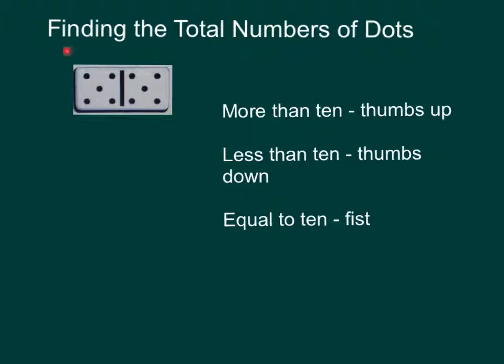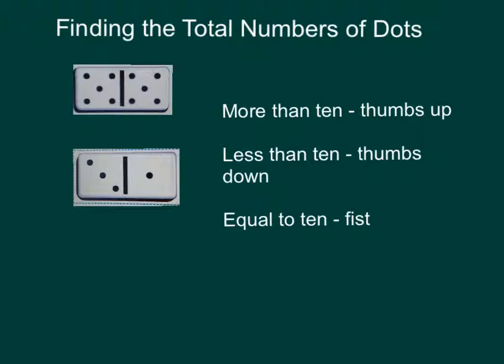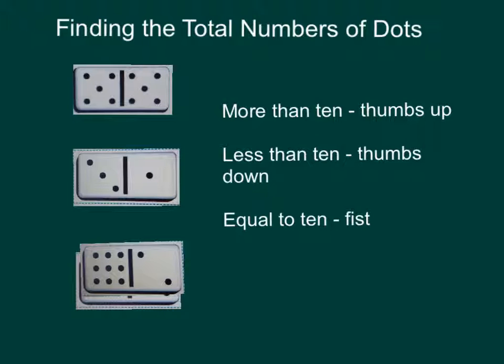Let's look at our first domino quickly, and I want you to think to yourself, without counting, what is your estimate? More than 10, less than 10, or equal to 10? Give me a signal now. Take a look at our next domino and give me a signal. More than 10, less than 10, equal to 10. Okay, let's look at our last domino. And then give me your sign. Thumbs up, thumbs down, or a fist.